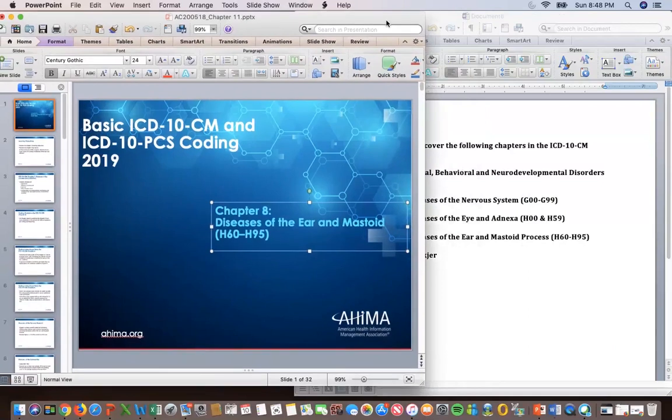And this one will cover diseases of the ear and mastoid. So that is Chapter 8, a very small section of the coding manual. And guess what? The fun thing is that you can get a break, because there are actually no guidelines for ear and mastoid process codes H60 to H95. They're reserved for future guidelines. So again, a fairly easy chapter to review.